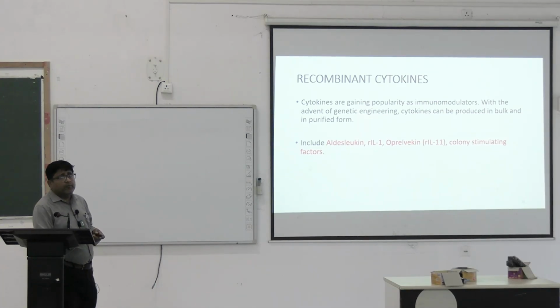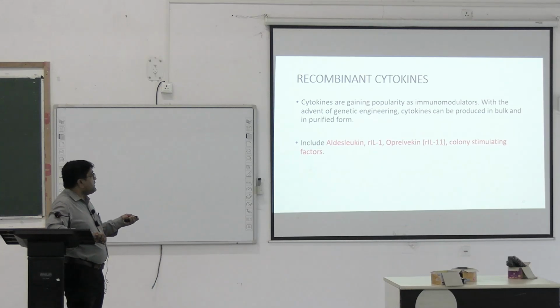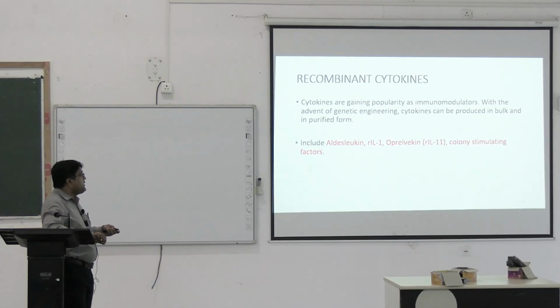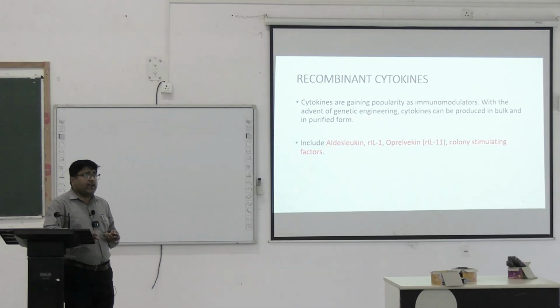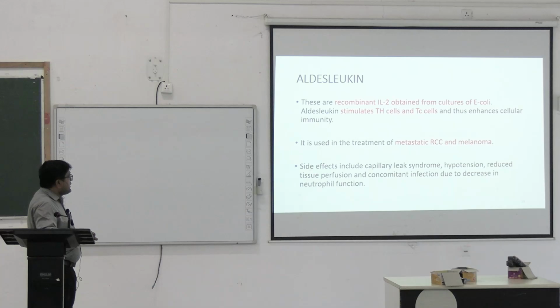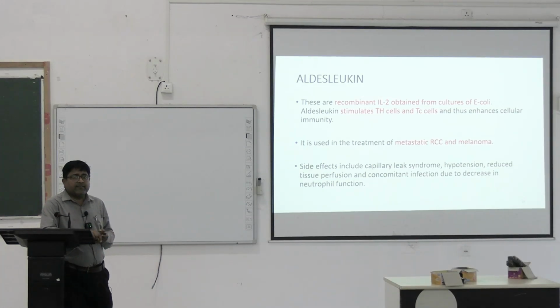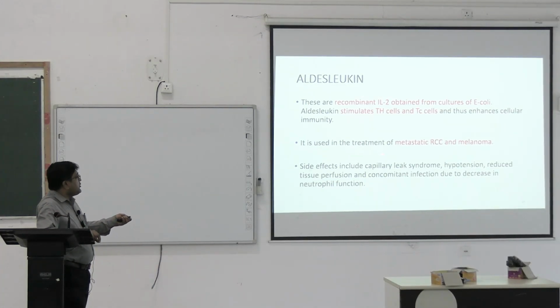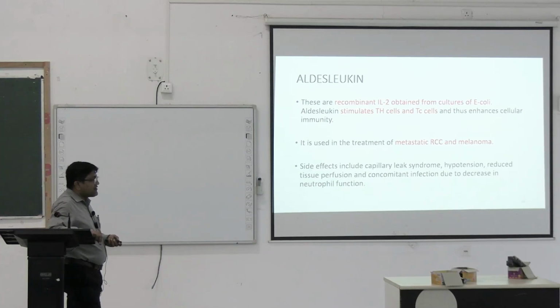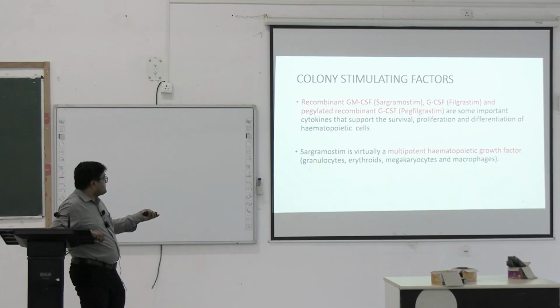Next topic, recombinant cytokines. Now, cytokines are gaining popularity as immunomodulators. They include aldesleukin, recombinant interleukin 2, oprelvekin, that is recombinant interleukin 11, and colony stimulating factors. Aldesleukin is a recombinant IL-2 obtained from the cultures of E. coli, and stimulates T helper and cytotoxic T cells. It is useful in the treatment of metastatic renal cell carcinoma and melanoma.